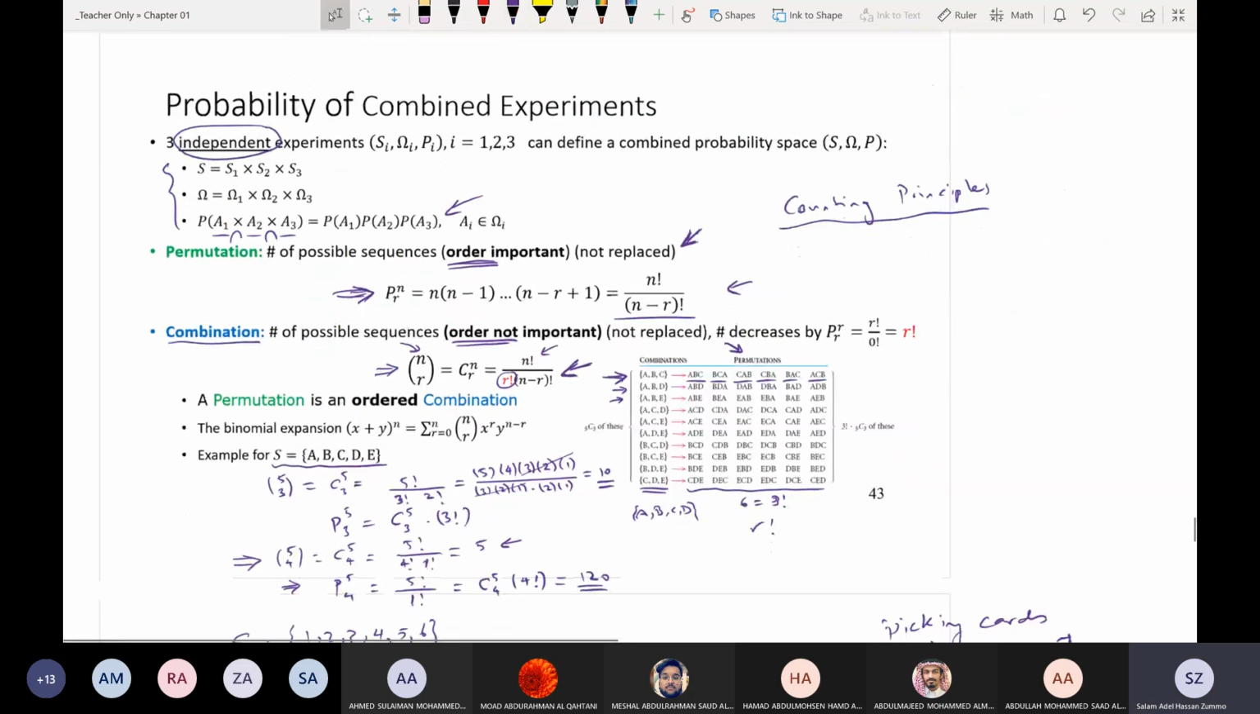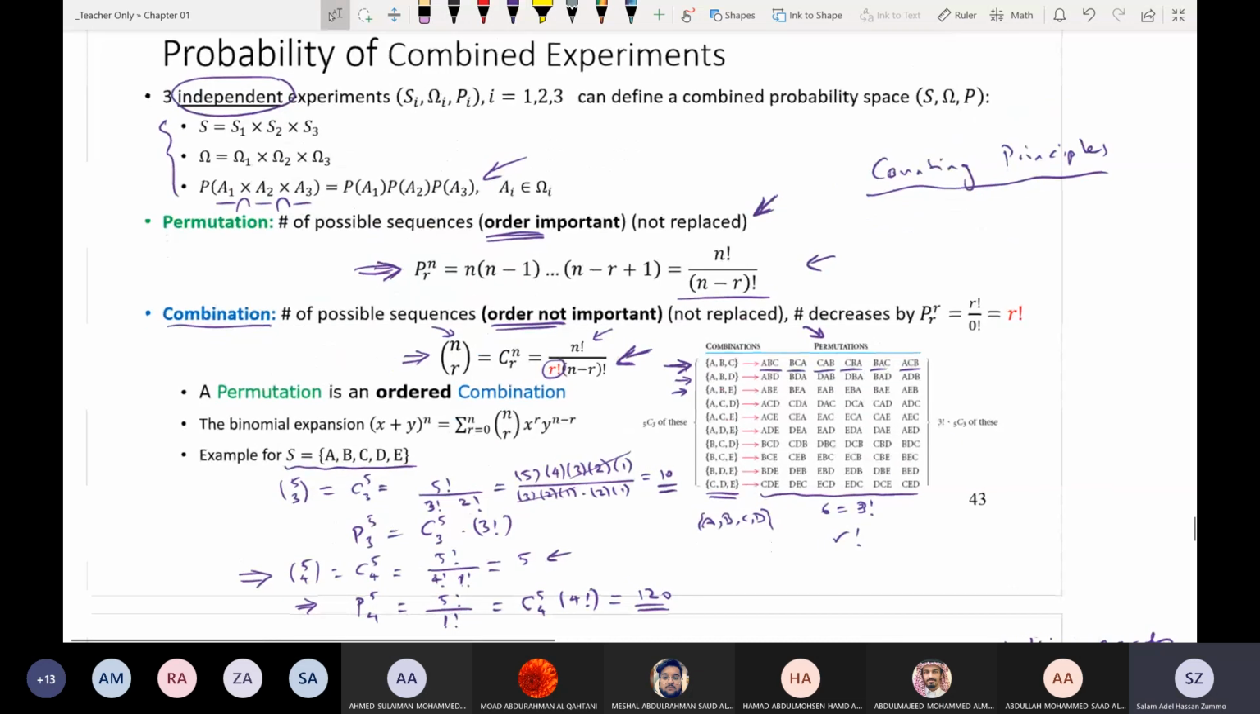Now there is something important in the binomial expansion. You might know it from Taylor series or other math. Binomial expansion: when I have (x plus y) to the power n, it is the summation of r equals 0 to n of n choose r, x to the power r, y to the power n minus r. So this is another example where we use combination, just for your information.